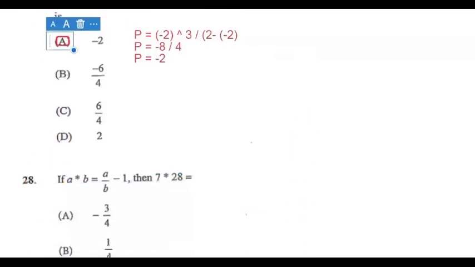So 28, if a * b is equal to a over b minus 1, then 7 * 28 is, so wherever we see a, we'll replace it with 7, wherever we see b, we'll replace it with 28, and this is the identity. So it will be 7 divided by 28 minus 1, and that will give us minus 0.75.